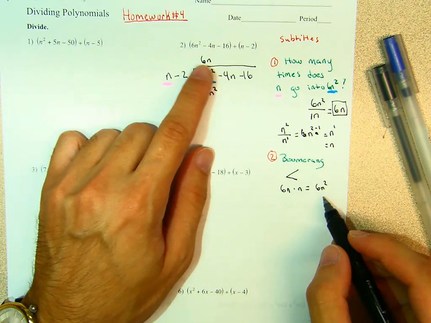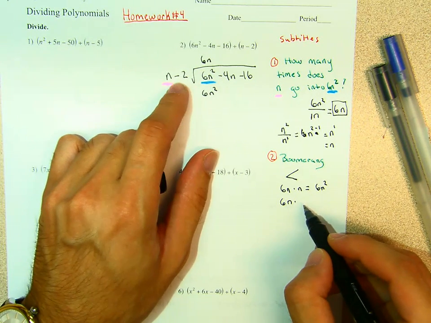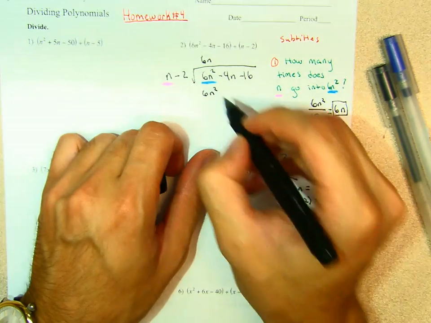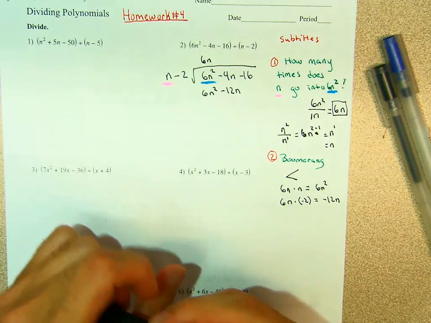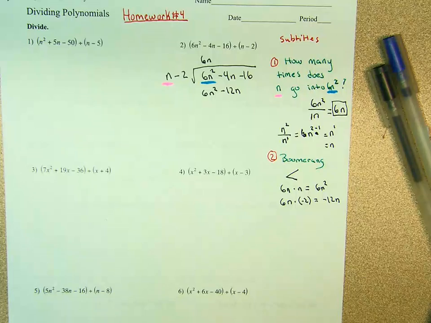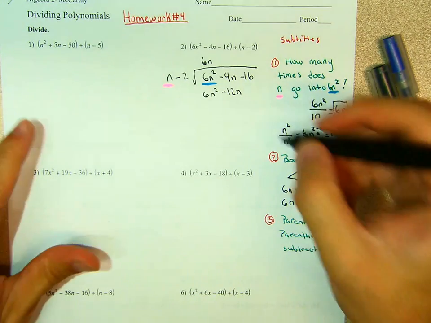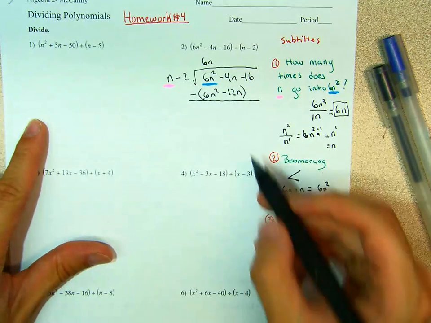Then what do you do? You're doing 6n times, not 2, but negative 2, which is negative 12n. I'm going to put it here. Right? Now what I want you to do is pause the video. Again, tell me what step 3 will be. Write it down. Subtract, right?